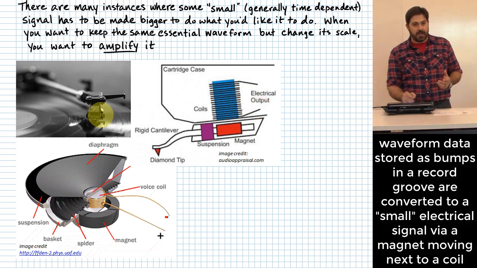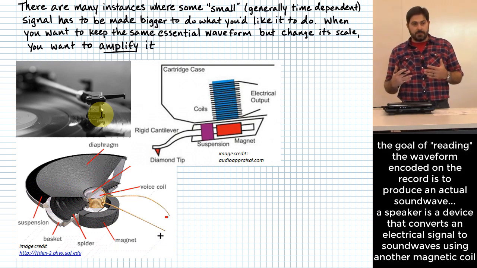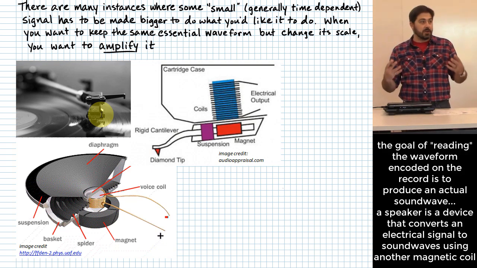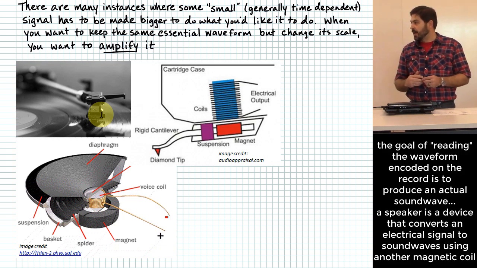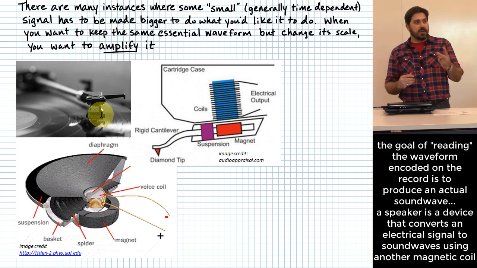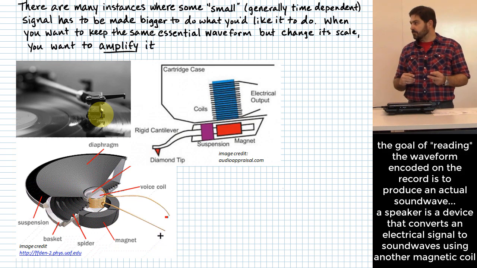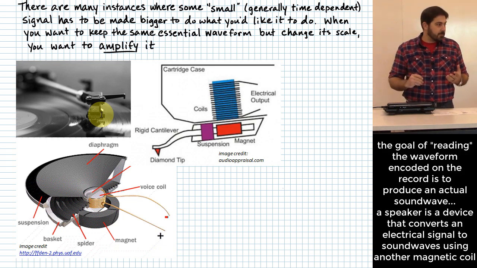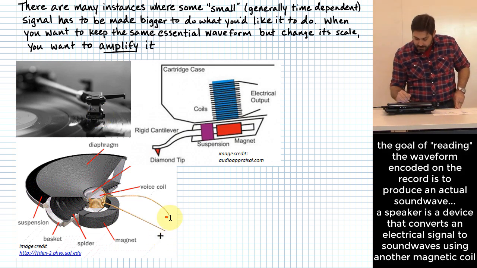Okay, now what you ultimately want to do with that signal is you want to try to hear what the music sounds like, or whatever's recorded on the record. You want to hear what that sounds like. So in order to do that, you want to take that electric signal and somehow turn that back into something physical. Right?